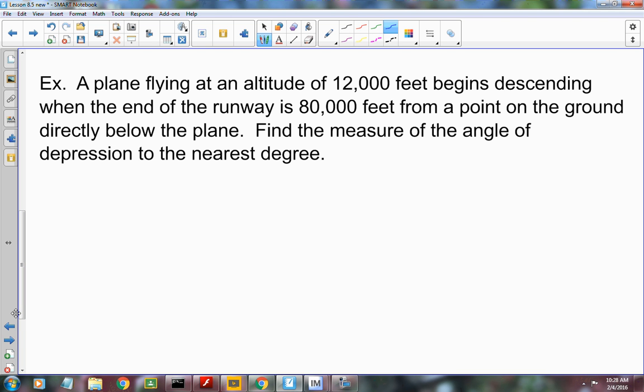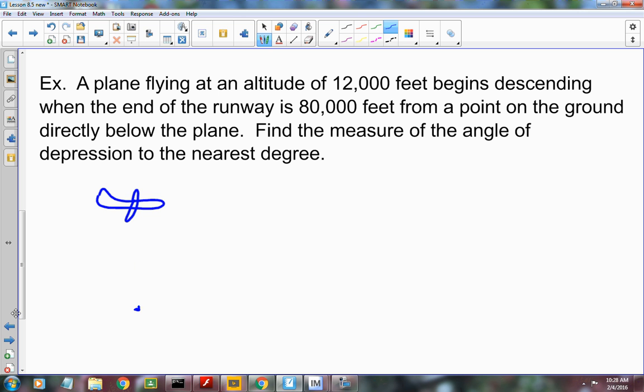It says, a plane flying at an altitude of 12,000 feet begins descending when the end of the runway is 80,000 feet from the point on the ground directly below the plane. Find the measure of the angle of depression to the nearest degree. Okay, so we've got this airplane, okay, and it says that it's at an altitude of 12,000 feet.